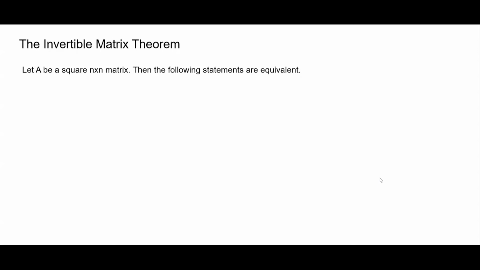The invertible matrix theorem. So if we have a square n by n matrix, then the following statements are equivalent, meaning that each statement, they're all either true or they're all false. Or you could say if one of them is true, that means all of them are true. Or if one of them is false, that means all of them are false. So the first one is A is invertible.